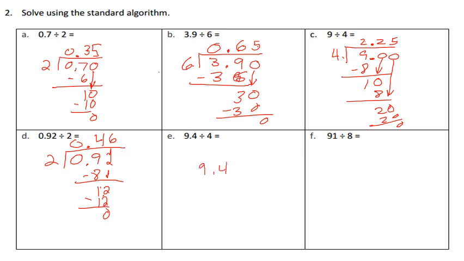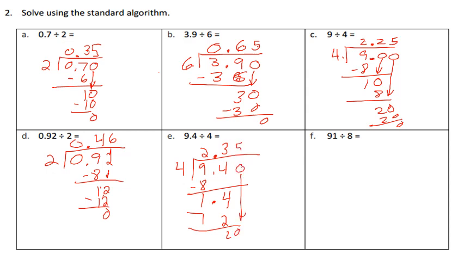9 and 4 tenths divided by 4. 4 is going to 9 2 times. 2 times 4 is 8. Gives us 1 whole left over. Bring down our 4. 4 is going to 14 3 times. 3 times 4 is 12. Leaves us 2. Bring down a 0. 4 is going to 20 5 times. 5 times 4 is 20. With a remainder of 0.